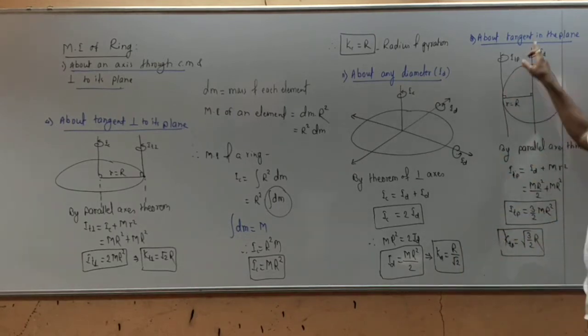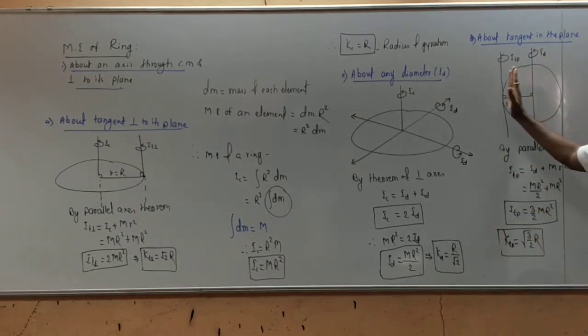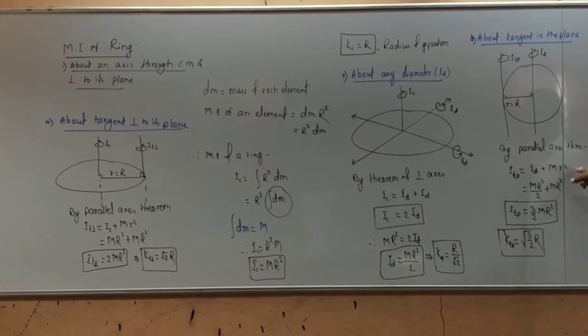Third case is the tangent in the plane. The tangent in the plane is parallel to the diameter, so apply the parallel axis theorem. IT equal to IC plus MR square. Here we get IT in plane is ID plus MR square. Put small r is equal to capital R. ID is equal to MR square by 2. So finally we get the answer 3 by 2 MR square. Radius of gyration is root 3 by 2 R.